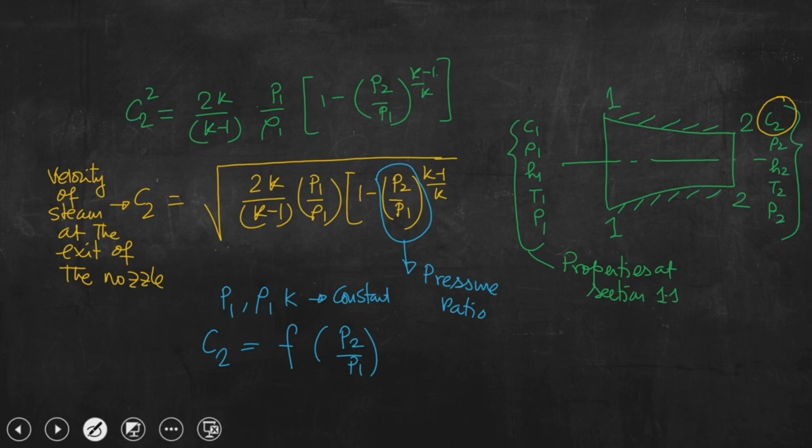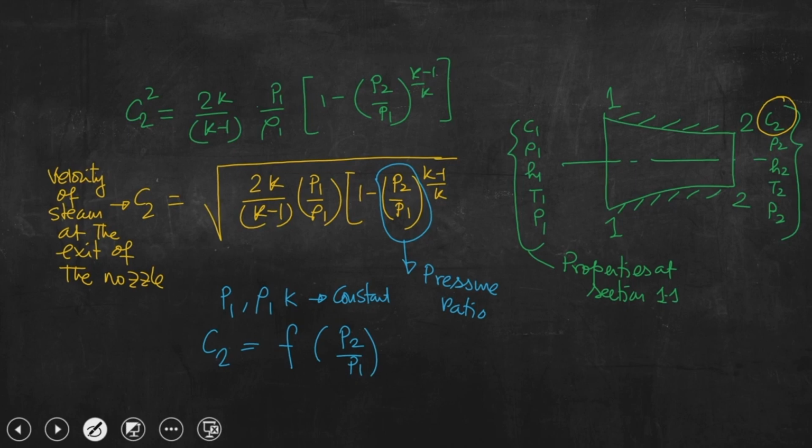Since P1, rho 1 and k, these three are constant at the inlet to the nozzle, because we are maintaining that pressure will be constant, that is the pressure of steam at the exit of the boiler. If we can maintain the temperature and pressure constant, then probably density will remain constant. So, you can understand the velocity is a function of pressure ratio. So, why not look at a particular pressure ratio for which the velocity will be maximum, and that should be the objective when someone is designing the nozzle.